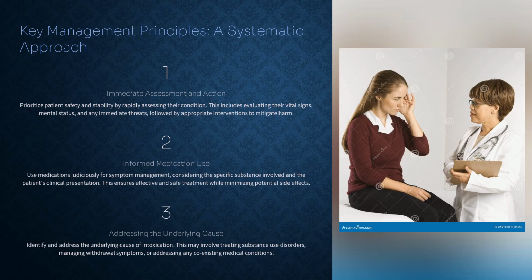So key management principles, a systematic approach is very important. So immediate assessment and action, what can be done? One is prioritize the patient's safety and stability by assessing the condition. So this includes vital signs, which you guys always take, mental state examination, which usually the psychiatrist assesses, and also seeing if there are immediate threats. So threats to others or threats to the patient himself, followed by appropriate interventions to mitigate them.